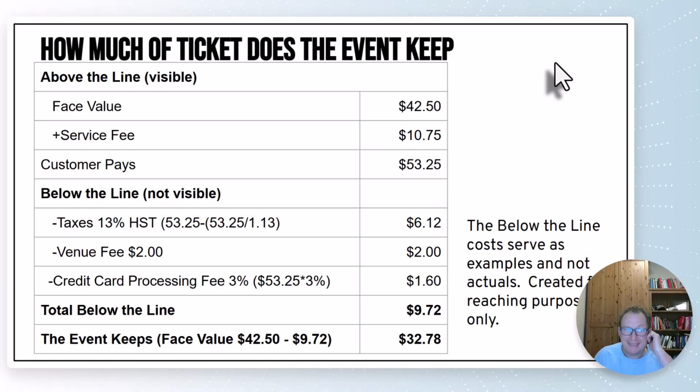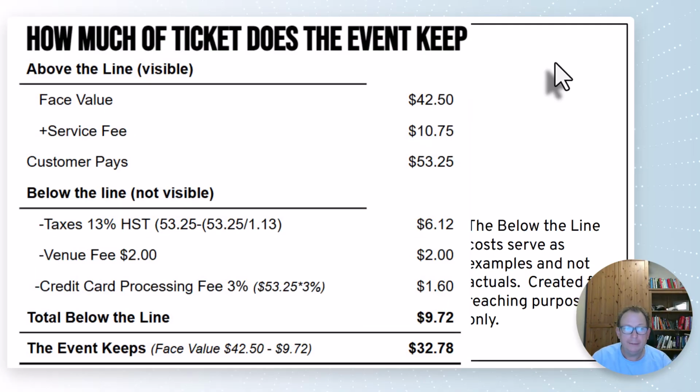So what are some examples here of above the line and below the line? In this case, you saw above the line, the customer paid $53.25. What you didn't see was the below the line costs. The below the line costs were taxes, HST at 13%. And you'll notice the calculation of this is not just 13% of $53.25. The $53.25 includes 13% tax. So to calculate that, you take the $53.25, subtract $53.25 divided by 1.13, and you get the figure of $6.12.